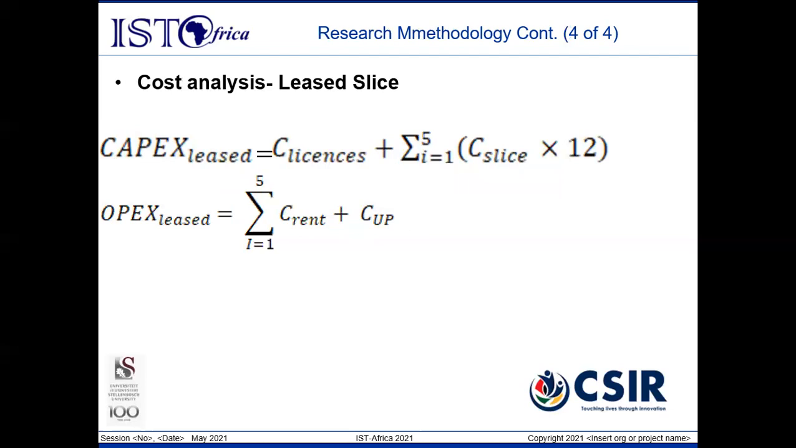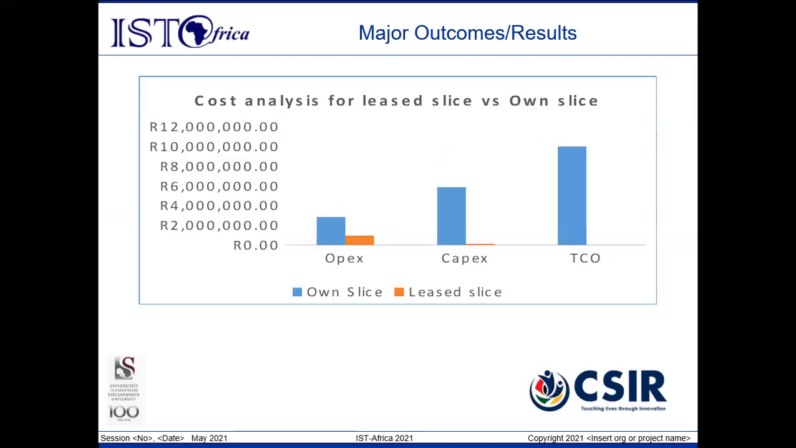Okay. Now on the lease slice scenario, the capex was calculated as the cost of the license, which is a once-off cost of the virtual network functions, plus OPEX, which is calculated as the rent, which is a monthly cost that the network provider has on the network, plus the cost of the software upgrades per month. Now, having all of this, the analysis that we came down to is interpreted on the slides.